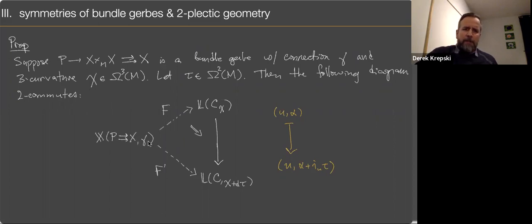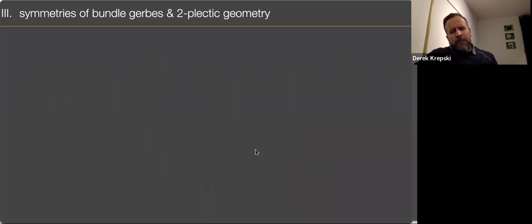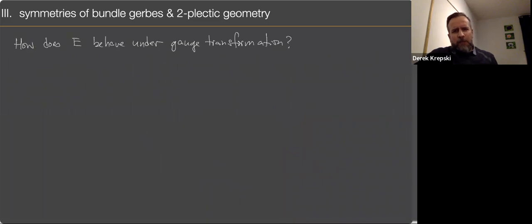And we had given quasi-isomorphisms from the Lie-2 algebra of multiplicative vector fields that preserve the connection. And this quasi-isomorphism, this butterfly, turns out to be compatible with this gauge transformation determined by tau. So we might ask, what about E? What about this prequantization? How does it behave under gauge transformation?